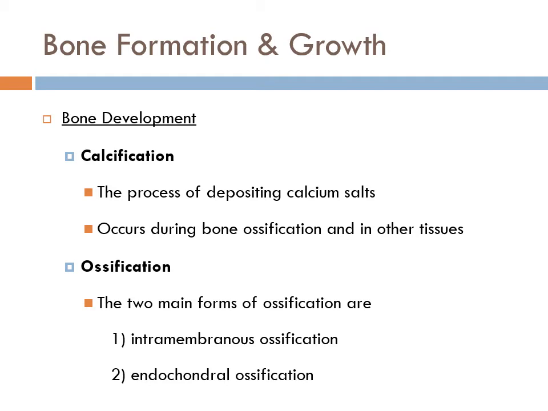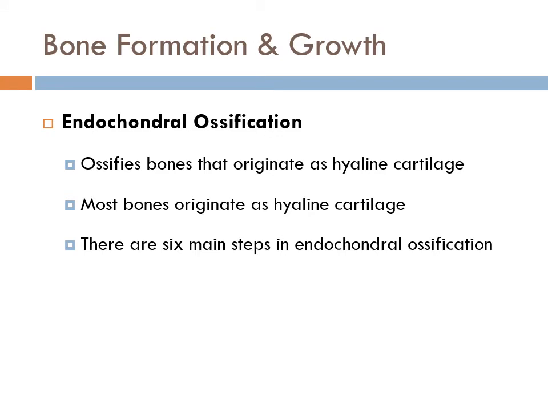We have two main forms of ossification. One of them is intramembranous ossification, and the other is endochondral ossification. So we're going to look at those two methods individually. Endochondral ossification is where bone originates with a hyaline cartilage model, and this is how most of our bones originate. We're going to look at the 6 main steps that are involved in endochondral ossification.